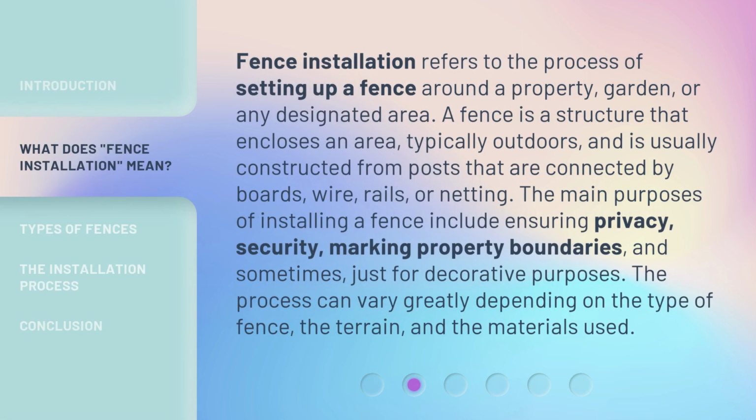Fence installation refers to the process of setting up a fence around a property, garden, or any designated area. A fence is a structure that encloses an area, typically outdoors, and is usually constructed from posts that are connected by boards, wire, rails, or netting. The main purposes of installing a fence include ensuring privacy, security, marking property boundaries, and sometimes, just for decorative purposes. The process can vary greatly depending on the type of fence, the terrain, and the materials used.